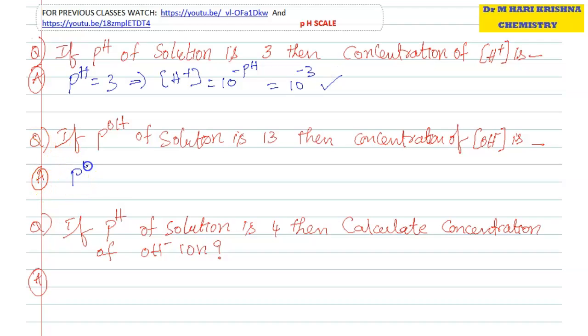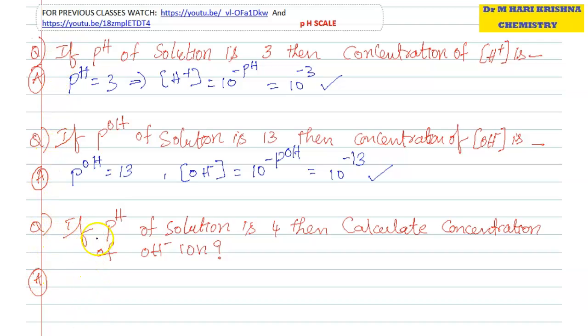Then similarly pOH value they given as 13. Then how to find out concentration of OH minus? We have formula, concentration of OH minus equal to 10 power minus pOH. Then substitute that value, 10 power minus 13. So 10 power minus 13 is the answer.